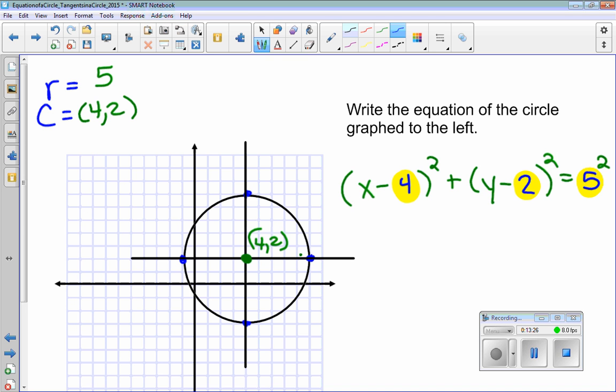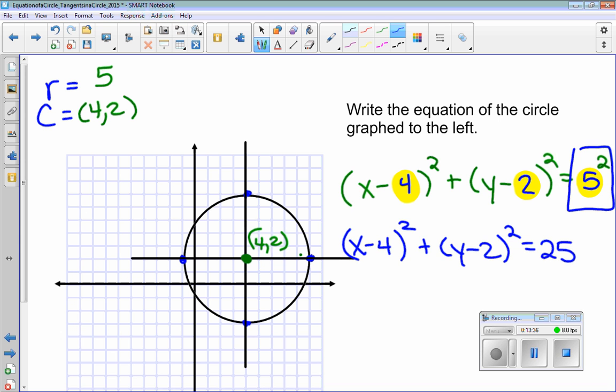And oftentimes we don't leave it written as 5 squared. Oftentimes we would actually simplify that, and I would like for you to do that as well and write that as 25 there. That's it. You don't have to FOIL or any of that stuff. Okay, that's the equation of the circle.